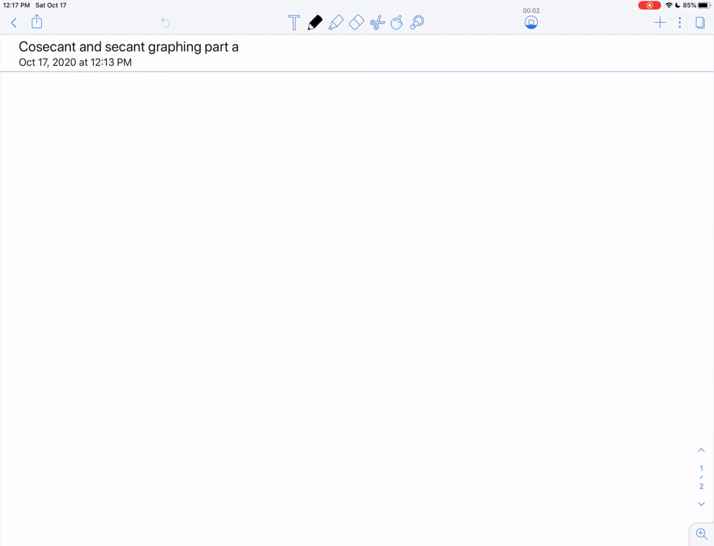Okay, let's talk about cosecant and secant. I'm going to do this in two parts because I want to make sure that we get it done right. So anyway, let's talk about cosecant first. This is basically the parent function of what a cosecant looks like. But here's the deal with this. Cosecant is the reciprocal of sine.